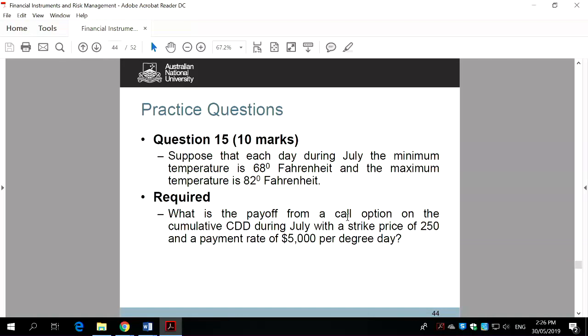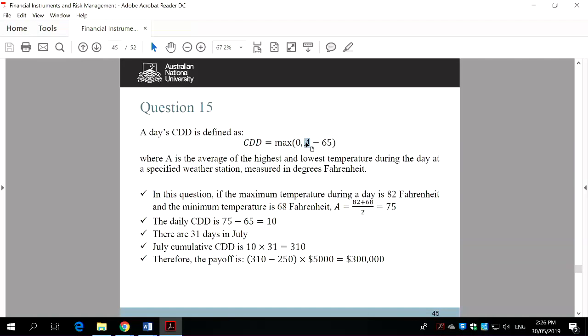Now, the first thing is to work out the capital A. The capital A is the average temperature, right? So the maximum is 82, the minimum is 68. 82 plus 68 divided by 2, so the average is 75 Fahrenheit. And as I mentioned earlier, the 75 is higher than 65, so that's 10 excessive degrees.